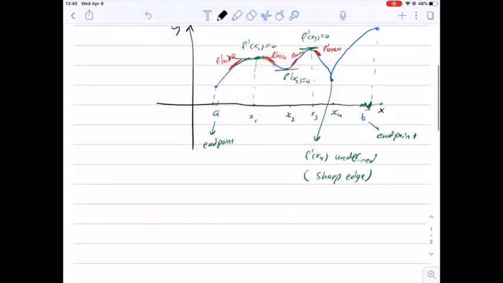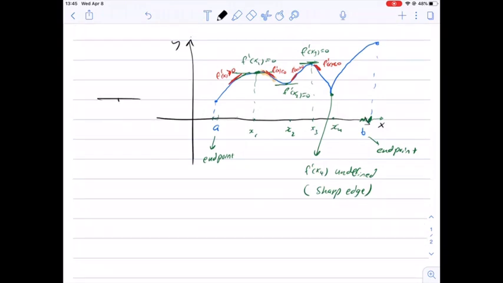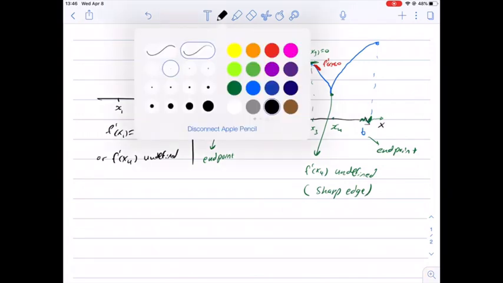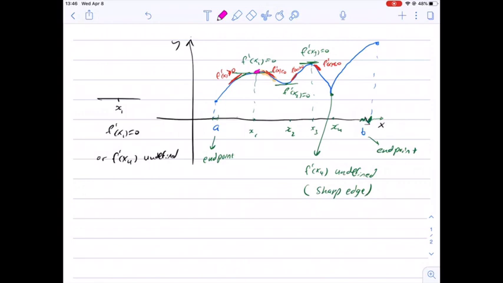So what does that mean? That means if we have a point with derivative equal to 0 or derivative undefined, then we have a maximum or minimum. For example, here we have a maximum. This is maximum. This point here is minimum. This point is maximum. This point is minimum. This point is max, and this point is minimum.